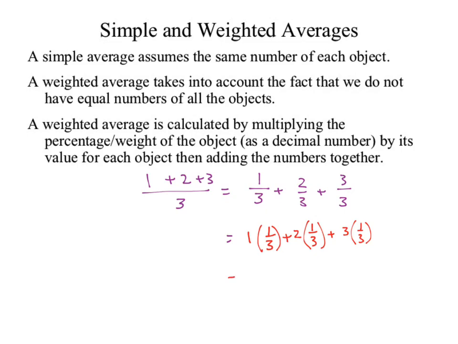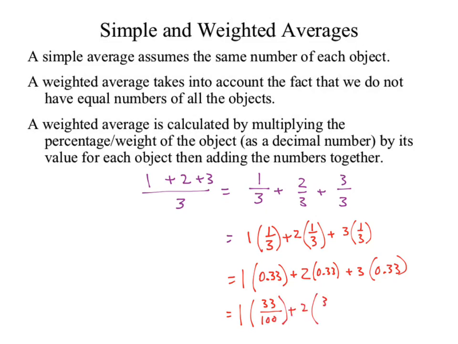1 over 3 is equal to what? 0.33 plus 2 times 0.33 plus 3 times 0.33. This is the same as 1 times 33 over 100. Like, oh my God, this is so much work. Yes, I know. Work with me here. You don't have to write it all down.